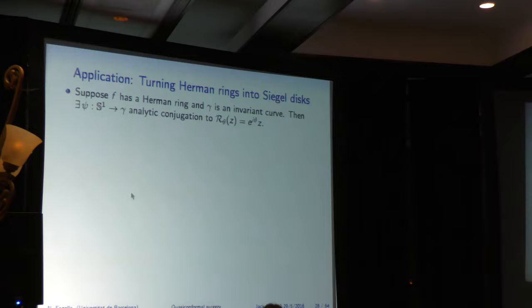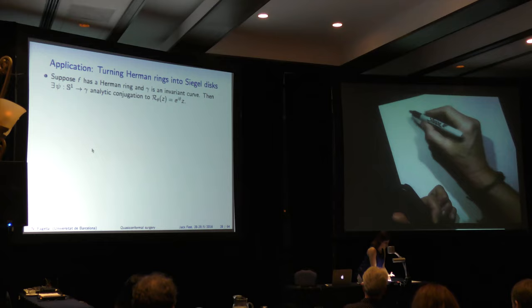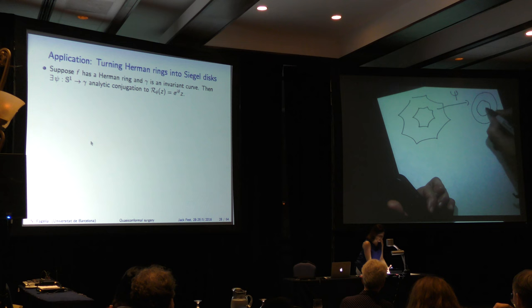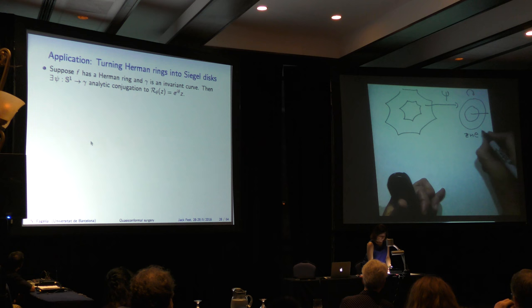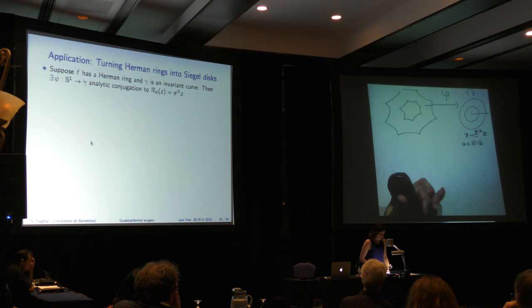If you have a Herman ring, remember a Herman ring is a set in dynamical plane where the map is conformally conjugate to an irrational rotation. So a Herman ring is something conformally equivalent to an annulus, and then there is a map that sends it to a true annulus. Here you have a rotation by theta, I mean z goes to e to the i theta z, and theta is an irrational number, right?